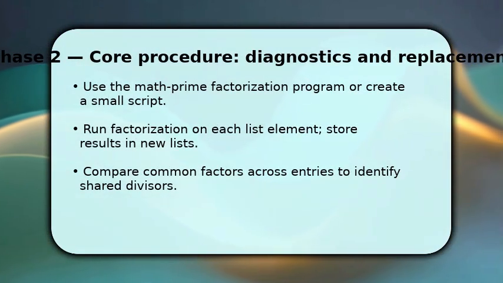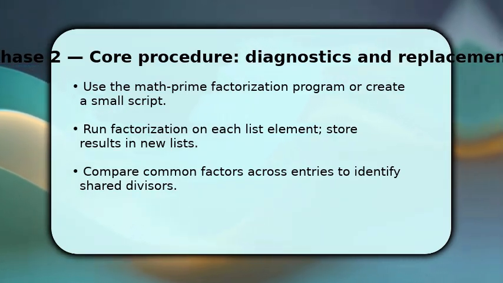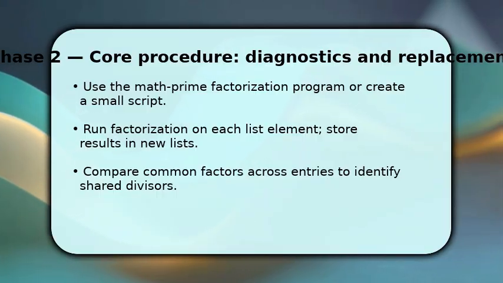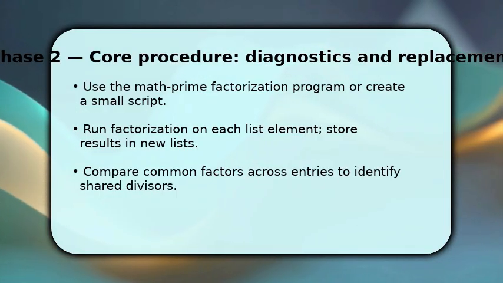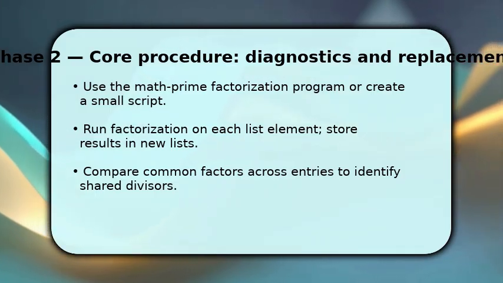Next, you factor each integer so you can spot common divisors. The calculator doesn't have a built-in GCF key, so use a factor program or a small script that outputs prime factors. Once you run factorization on L1 and L2, store outputs into new lists like L3 and L4.